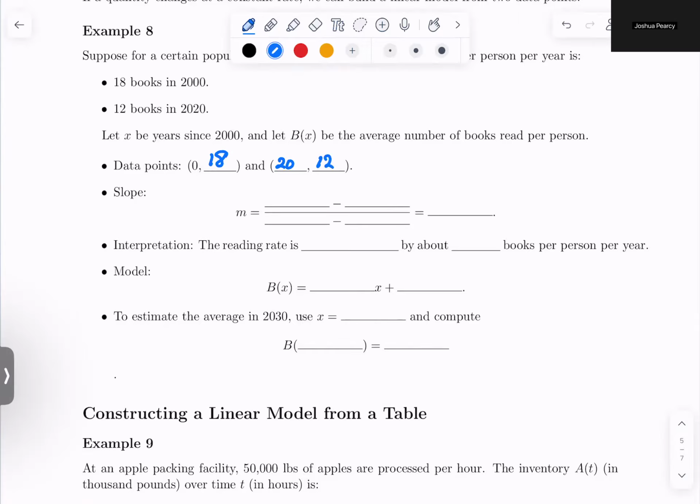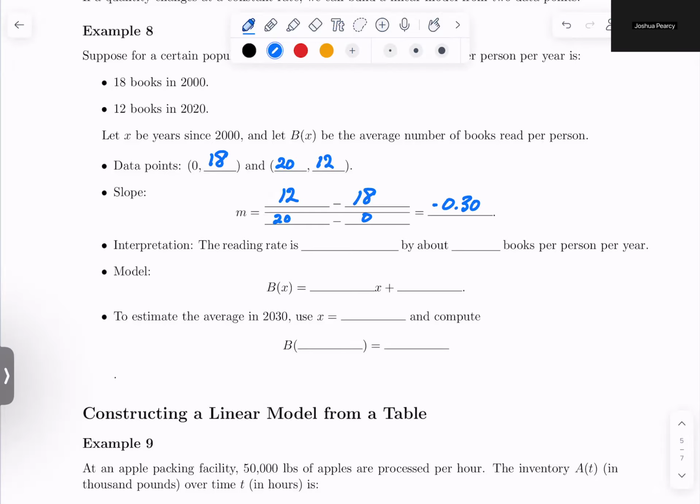So then we can find the slope by looking at the change in y values divided by the change in x values. So our change in y values is going to be 12 minus 18. Our change in x values is going to be 20 minus 0. And if I do this, this ends up being, up top we have -6, down below we have 20. So this would be, if we're using decimals, -0.30.